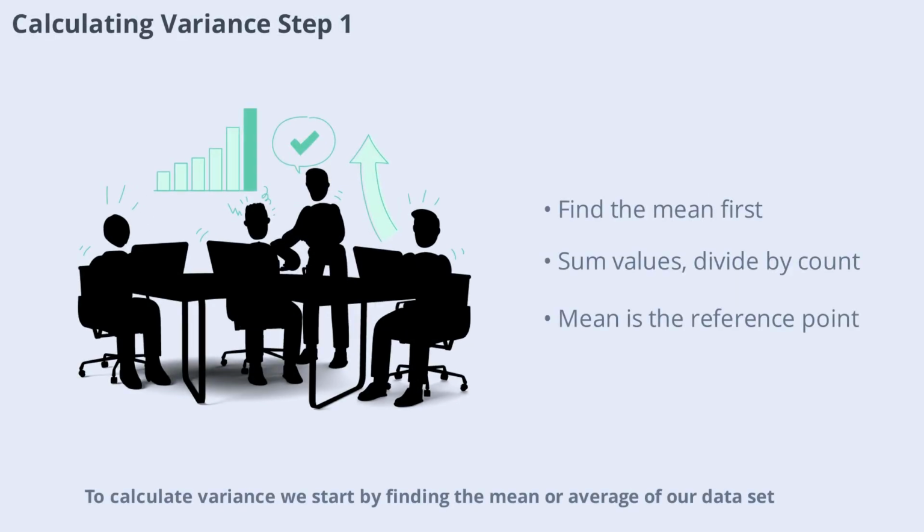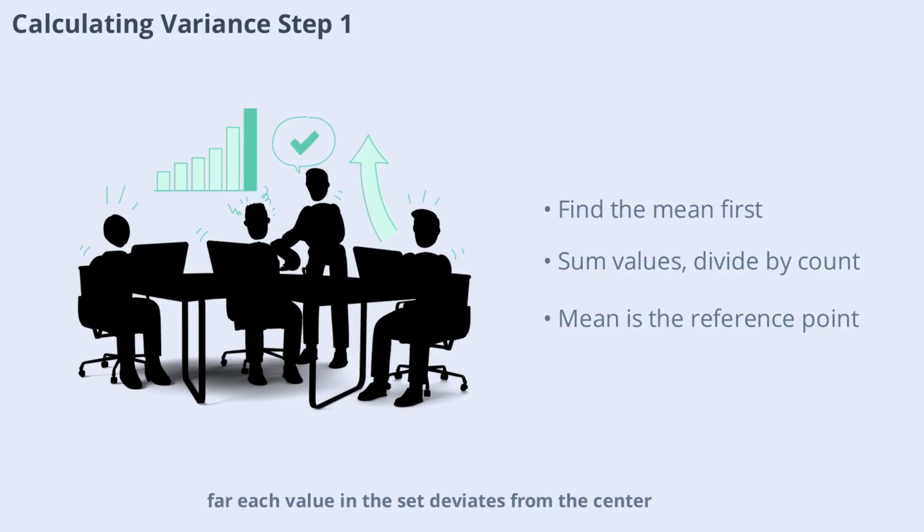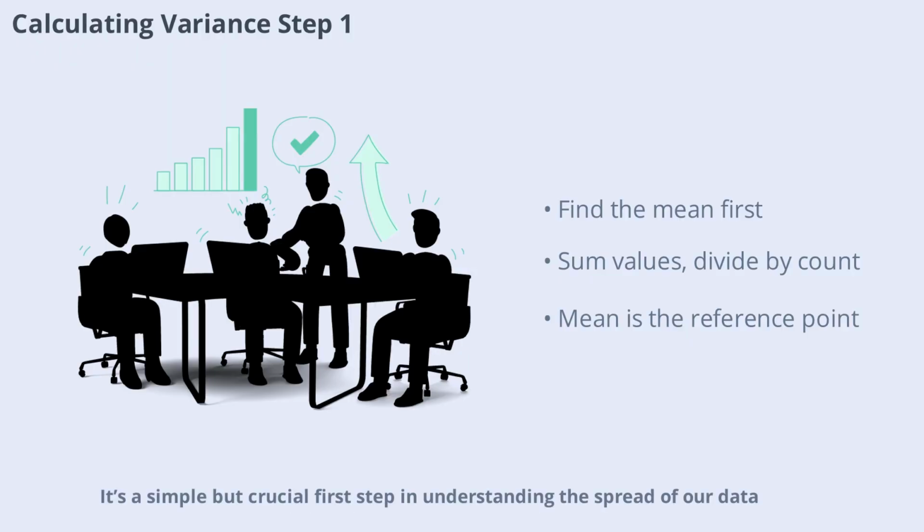Calculate variance. We start by finding the mean or average of our data set. Suppose we have the numbers 2, 4, 6, 8, and 10. Add them up to get 30, then divide by 5, which gives us a mean of 6. This mean acts as our reference point for measuring how far each value in the set deviates from the center. It's a simple but crucial first step in understanding the spread of our data.